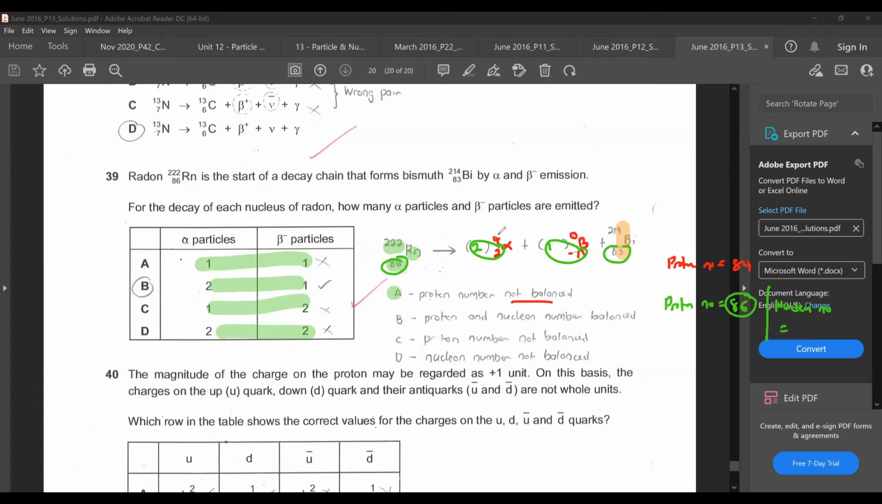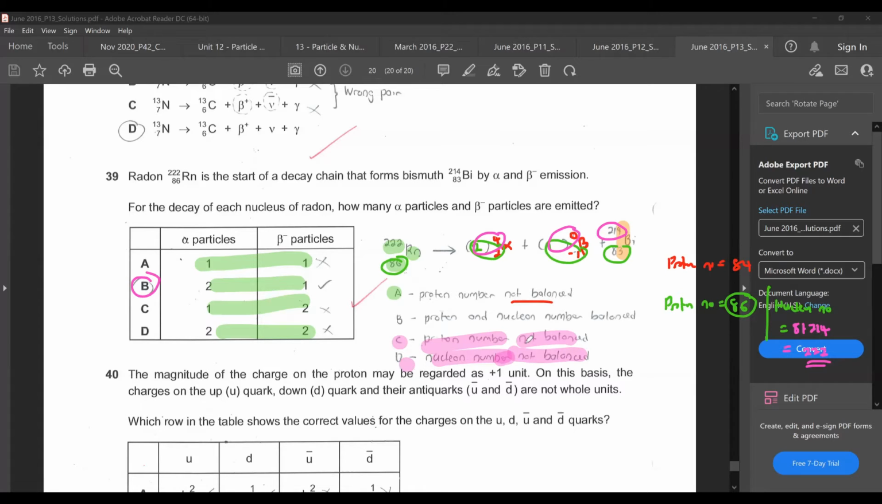This one is 4 times 2 is 8. This one is 0. So 8 plus 214, you want to get 222. Okay, so this one should be the correct one. You try to do this for C and D also, and eventually you find out that they don't tally at some point or another. For C, the proton number is not balanced. For D, the nucleon number is not balanced.